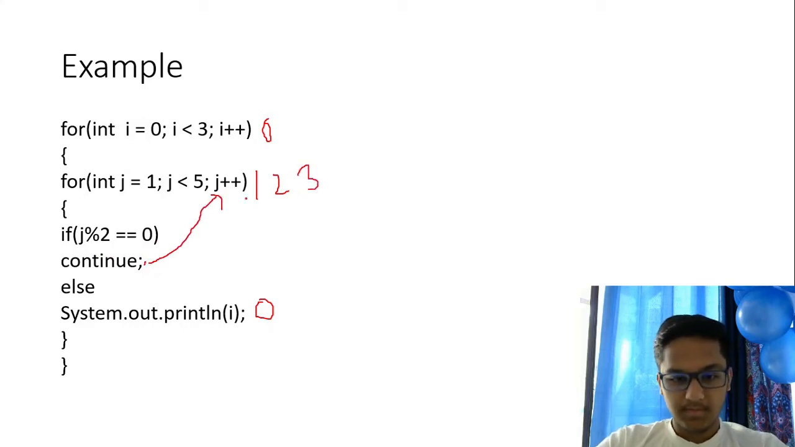So j becomes 3. 3 is less than 5, because after the update expression it goes to the test expression. So 3 is less than 5, which is true. So it's going to come back in the loop again. 3 mod 2 is equal to 0, which it's not. So it's going to go to else, and it's going to print i again, which is 0. Then again, it's going to iterate. So this time j increments, becomes 4. 4 is less than 5, but 4 mod 2 is equal to 0, so it's going to continue again. So we'll go back to the update expression. j will become 5 this time, and 5 is less than 5, which is false. So that's it for this j loop. It terminates.